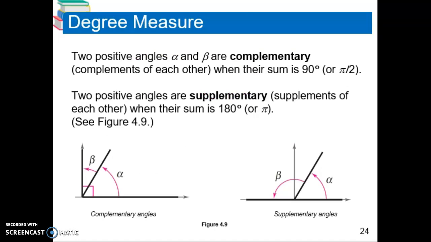Another review in terms of degree measure is what a complementary and a supplementary angle are. Remember that two positive angles, alpha and beta, are called complementary when their sum adds up to 90 degrees or pi over 2. Two angles alpha and beta could also be supplementary angles if their sum adds up to 180 degrees or adds up to pi.